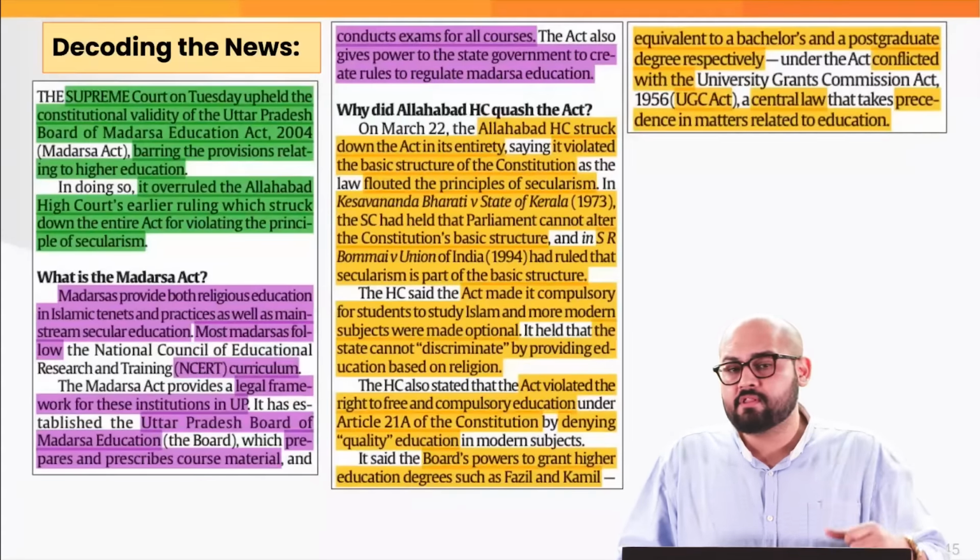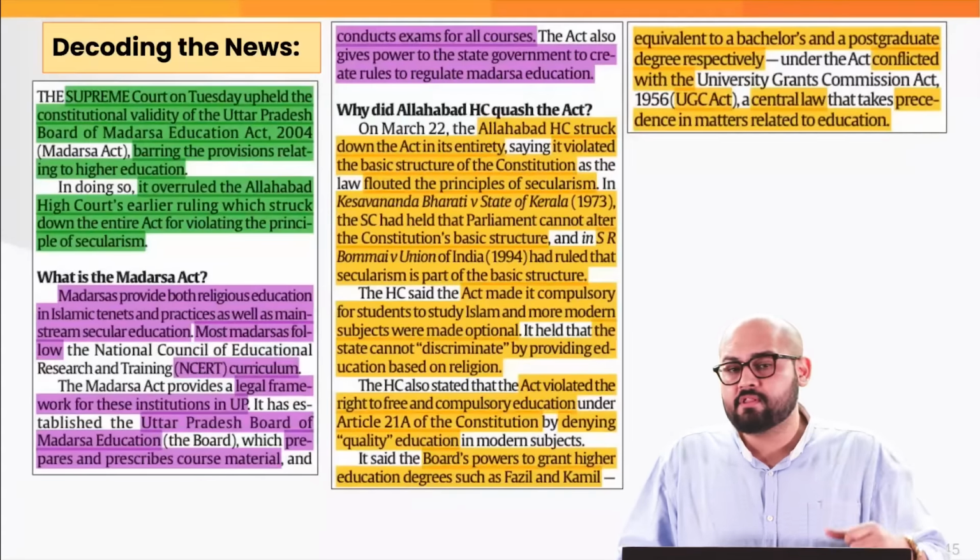So the Supreme Court has upheld the constitutional validity of the Uttar Pradesh Board of Madarsa Education Act of 2004, barring the provisions relating to the higher education. We'll see what are those provisions which are declared as unconstitutional, but most of the act has been declared as constitutional. So it actually overruled the Allahabad High Court's earlier ruling, which struck down the entire act for violating the principles of secularism. Now, what is basically this particular act?